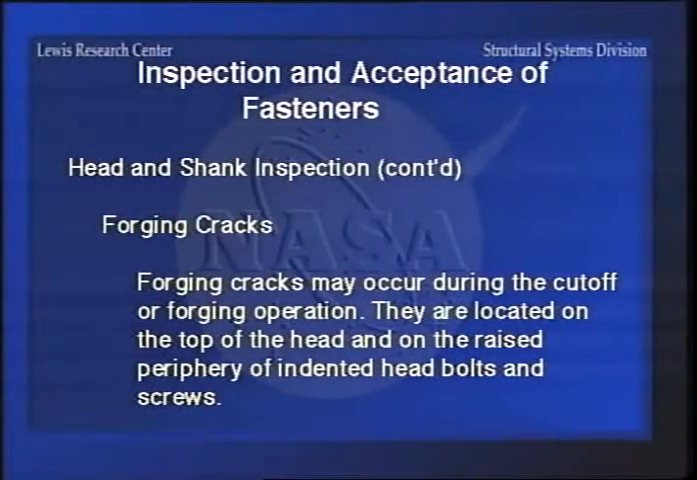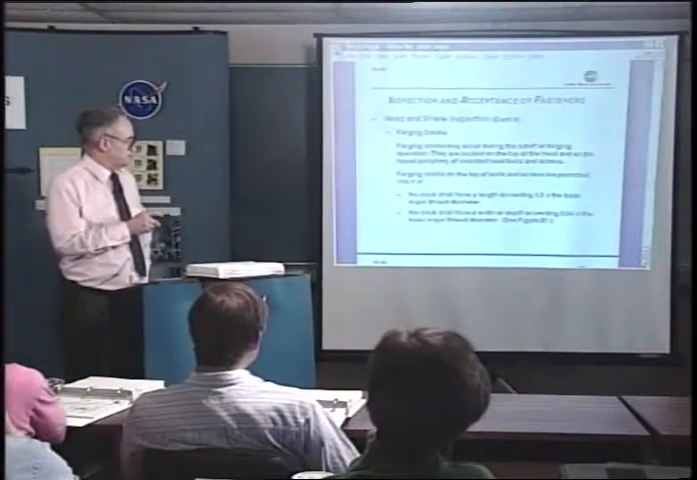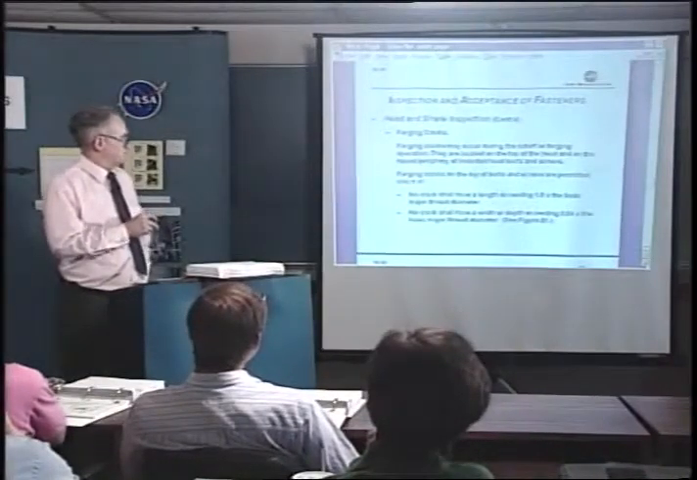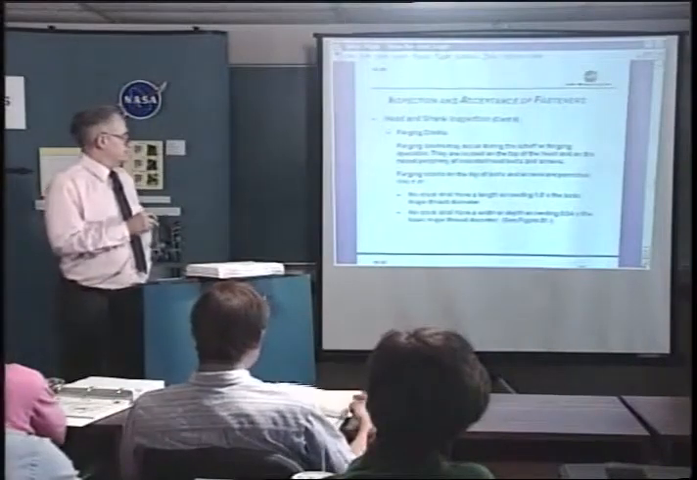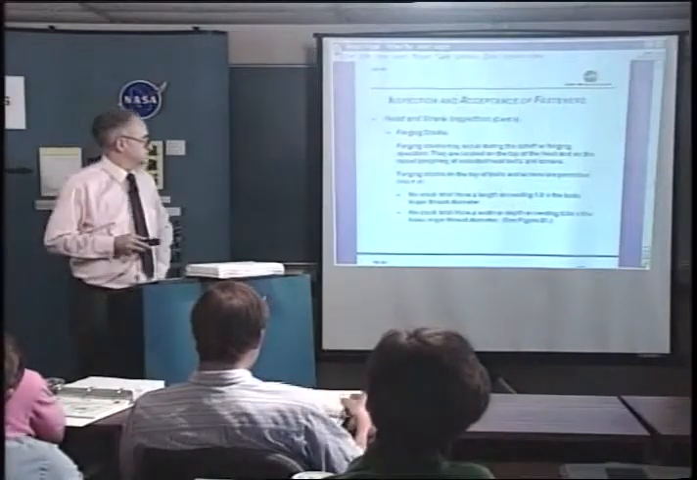Forging cracks. Now, remember I mentioned on fasteners that the higher strength ones usually have forged heads because you don't want to have the discontinuity in grain flow, particularly at the fillet radius. So you can get forging cracks during the cutoff or forging operation, or even cold forging. You can get some if the material is a little bit too hard when you're cold forging it. And these are located on the top of the head or on the raised periphery around the indented head bolts and screws.